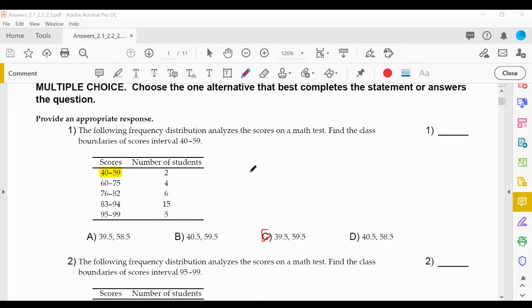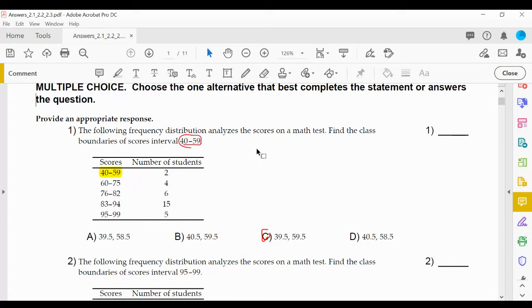This is the voiceover solutions for all of Chapter 2, Sections 2.1, 2.2, and 2.3. Question 1: the following frequency distribution analyzes the scores on a math test. Find class boundaries. And he gives us a specific class here, between 40 and 59.